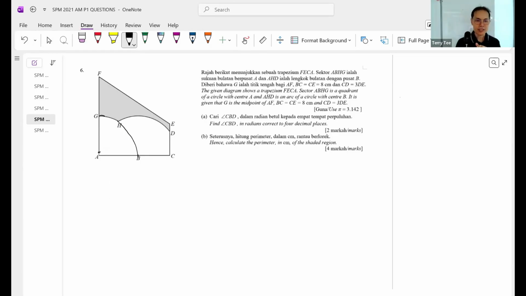Doesn't look like a quarter of a circle. This is a quarter of a circle, 90 degrees. Okay. G is a midpoint of AF. These two are equivalent. Okay. What else?